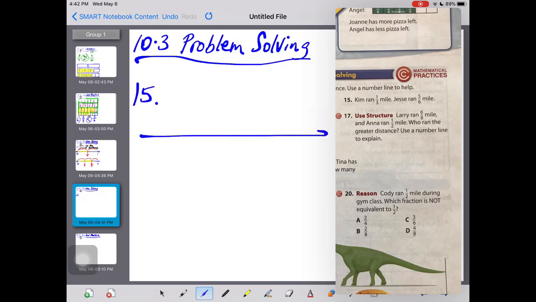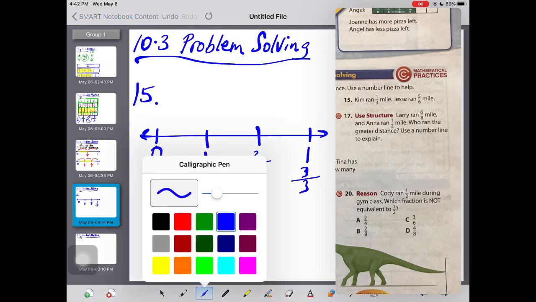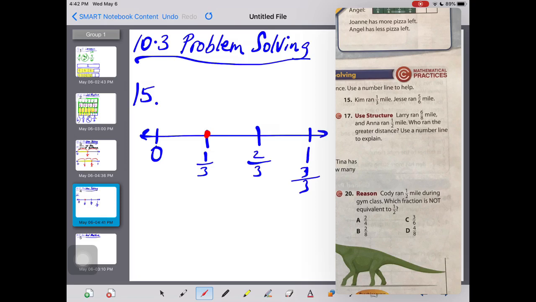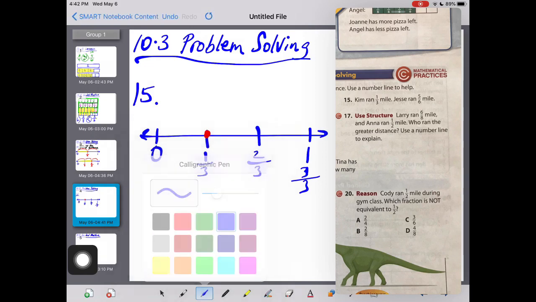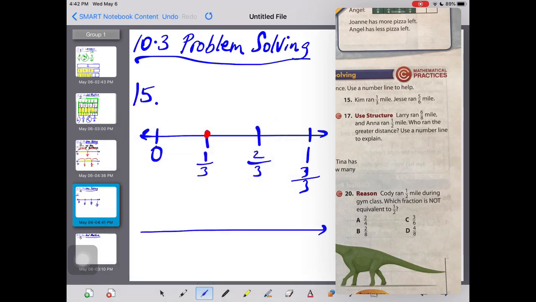All right, let's see how you did. All right, so I did one number line, 0 to 1, and then we're going to do thirds because the denominator is 3. So we do this into thirds, and so we have 1/3, 2/3, and of course this would be 3/3, right? Kim ran 1/3. Boom. Now let's take a look at Jesse. Jesse ran 5/6. So we want to make a number line now. We want to make it the same length, guys. You want your wholes to be the same. Let's do it divided by 6.